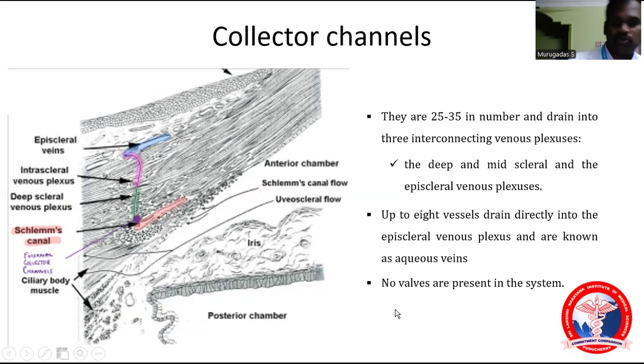So this is the total structure of the angle. So far we have seen how the aqueous has been drained through this angle structure. Thank you.